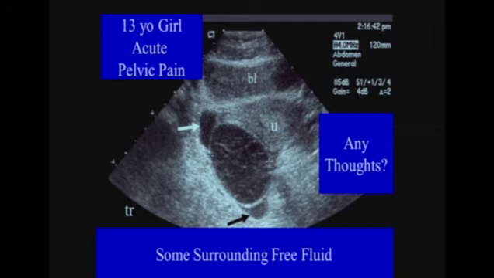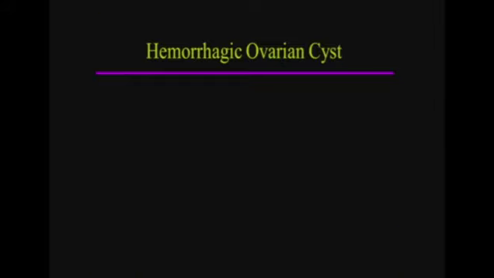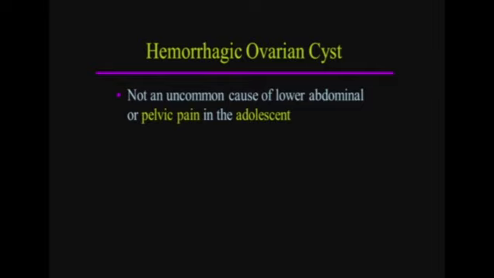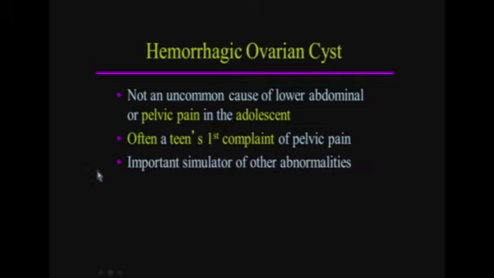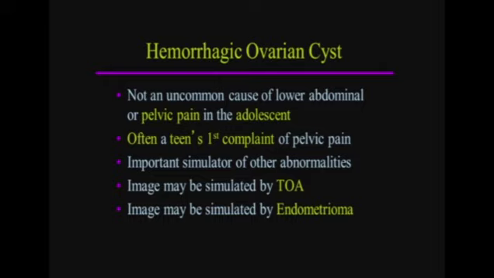Do we have any thoughts about this? This is a pretty classic hemorrhagic ovarian cyst. It's not an uncommon cause of lower abdominal or pelvic pain in the adolescent. It's often a teenager's first complaint of pelvic pain. It's an important simulator of other abnormalities. Its image can simulate a tubo-ovarian abscess in a patient with the appropriate clinical symptomatology, and the image may be simulated by an endometrioma, oftentimes not a problem in children and teenagers, but more of a concern in infertility workups and in workups of those with extremely significant menstrual pain. History, obviously, is therefore very important.